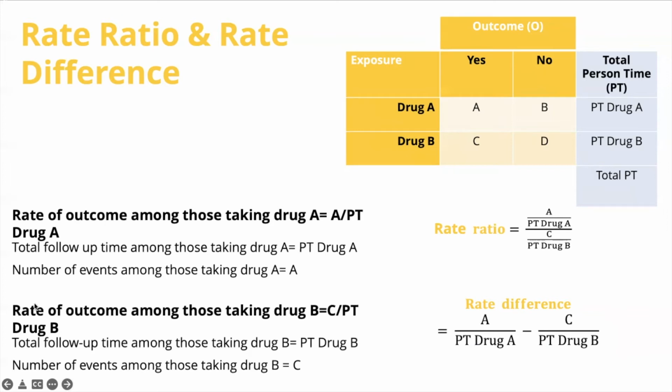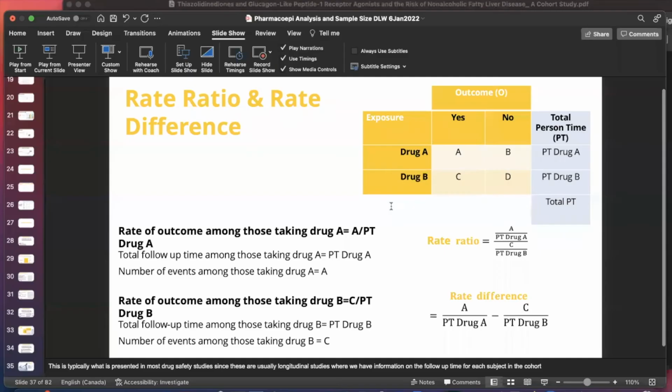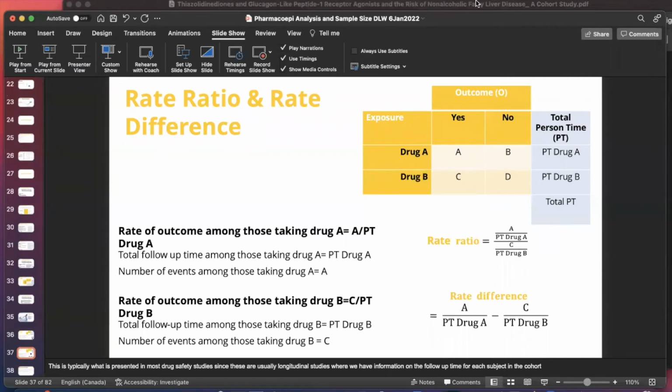And then you would calculate the rate of the outcome among those taking drug B as the total number of events in those taking drug B divided by the total person time of follow-up among those taking drug B. So you can either take the ratio of those two rates, or the difference of those two rates.